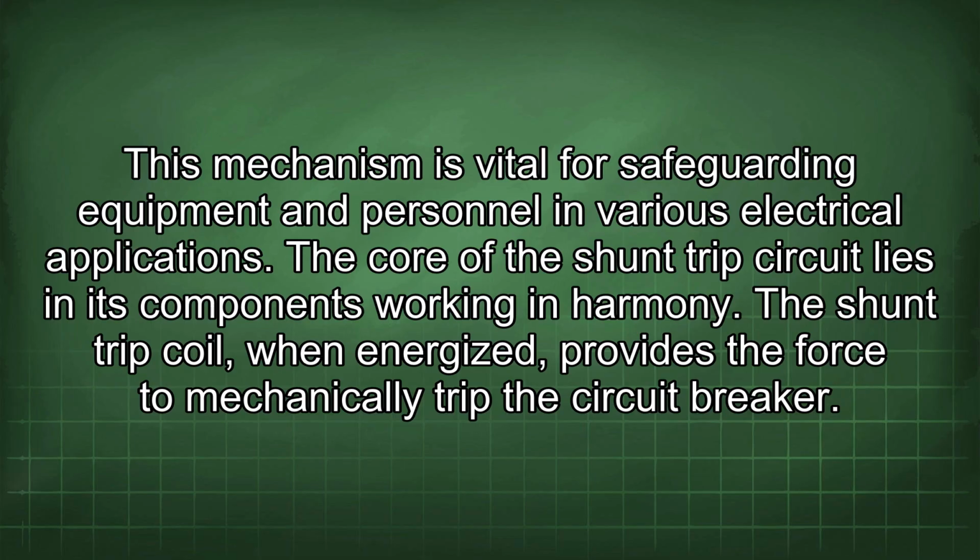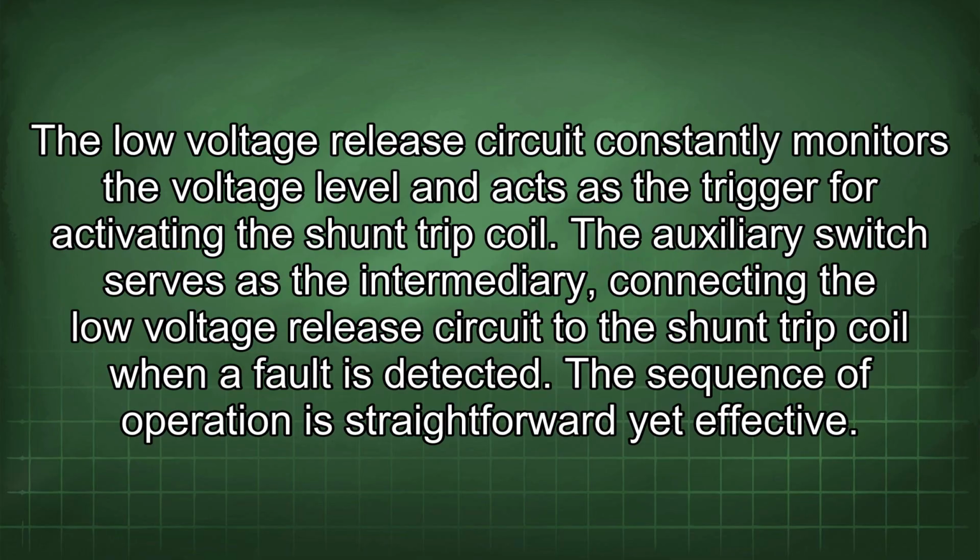The core of the shunt trip circuit lies in its components working in harmony. The shunt trip coil, when energized, provides the force to mechanically trip the circuit breaker. The low voltage relay circuit constantly monitors the voltage level and acts as the trigger for activating the shunt trip coil. The auxiliary switch serves as the intermediary, connecting the low voltage relay circuit to the shunt trip coil when a fault is detected. The sequence of operation is straightforward yet effective.